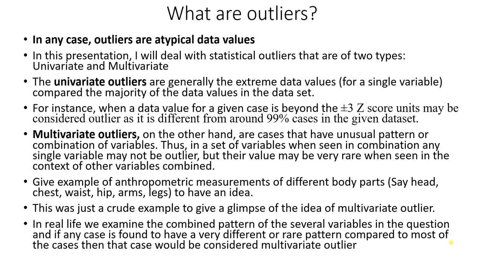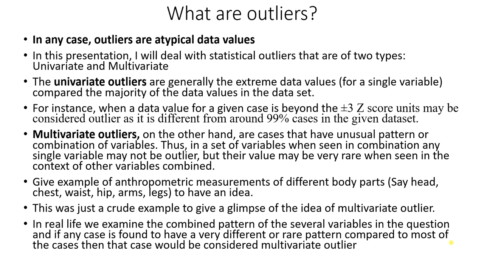So it is likely that when we analyze all the variables as univariate outliers, we may not get any univariate outlier. Even then, there is a possibility that when we take all the variables and their values together, some cases may be multivariate outliers.